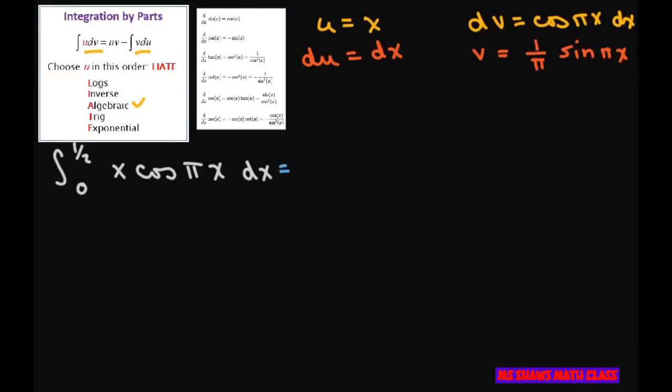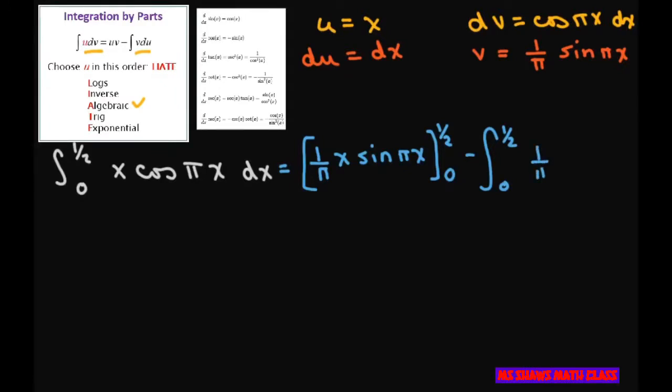So this equals uv, so let's write it like 1 divided by pi, then let's put the x, and then sine pi x. And now we're going to evaluate it over the interval from 0 to 1/2. Then go ahead and do the second part of the equation, the integral from 0 to 1/2 of v, which is 1 over pi sine of pi x, times du, which is dx.